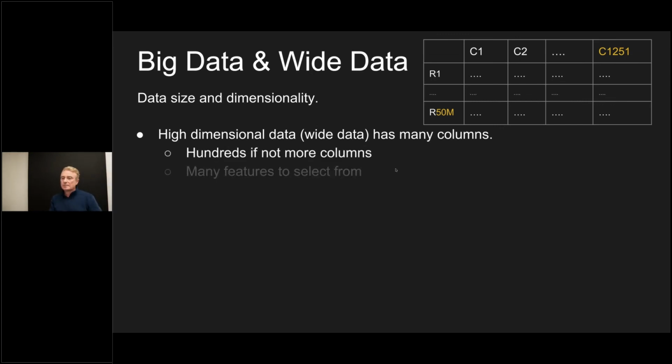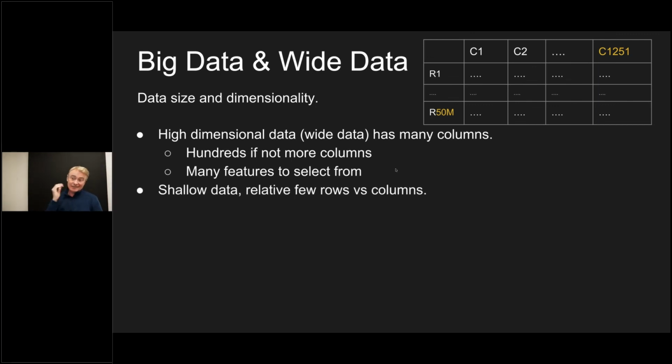Hundreds if not thousands of columns, and many features to select from. And that's a problem, because if you're selecting from 20 features, now all of a sudden you've got to select from thousands of features. That's why data profiling and transformation is so important, because forget about modeling, you've got to do feature selection and feature engineering. You've got to work with a lot of these things.